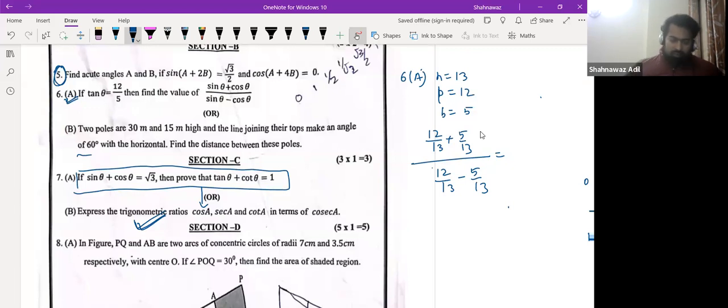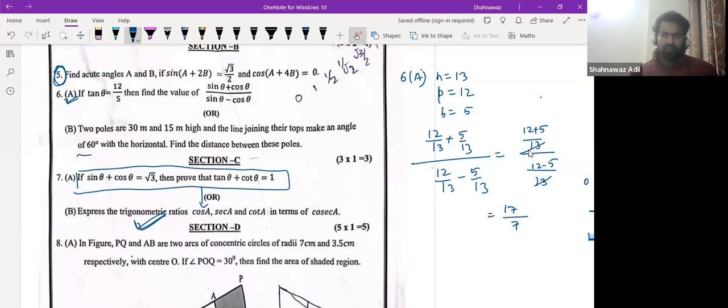Yeah, we got 221 by 169. So this is 13, this is 12 plus 5 divided by 13, 12 minus 5. So the 13s will cancel. This is 17 by 7, right? First, try to cancel everything. Whatever is common, don't multiply. That will take up your time.